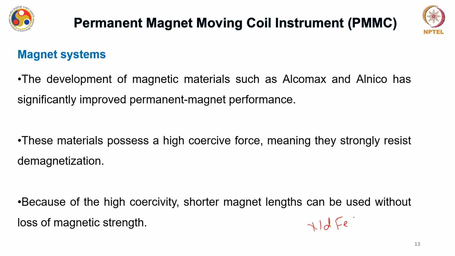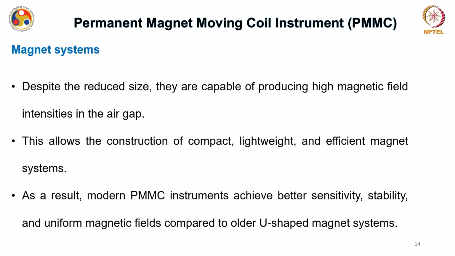NdFeB, you might have seen in very high cost headphones and other places, this kind of permanent magnet is used. But in case of PMMC, this Alnico is very popular. Now these materials allow you to have shorter, small magnets with larger magnetic field strength. Despite the reduced sizes, these materials are capable of producing very high magnetic field intensity. Particularly you are interested in this high magnetic intensity in the air gap between the poles of the magnet and the core of the PMMC.